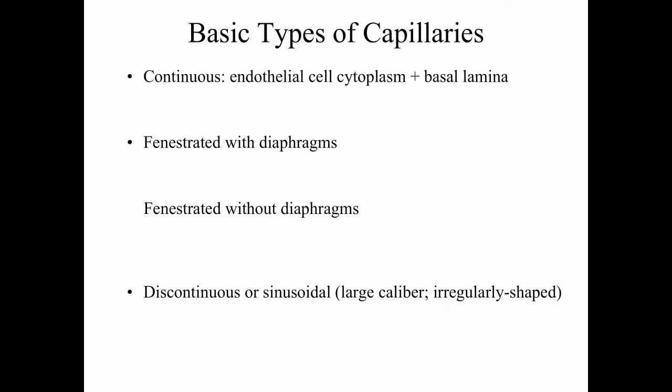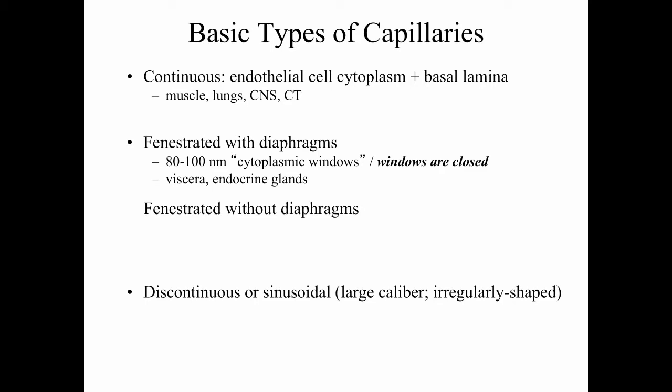There are several basic types of capillaries to consider. There are continuous capillaries, which are just the endothelial cell plus the basal lamina. There are fenestrated capillaries that will have diaphragms or will not have diaphragms. And there are discontinuous or sinusoidal capillaries. These are a very large caliber and very irregularly shaped capillary. The continuous capillaries are in muscle, in lungs, in central nervous system, and in connective tissue.